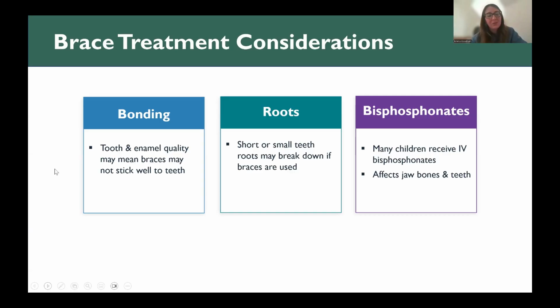And the last thing that we consider is bisphosphonates. I know a lot of OI patients have IV bisphosphonates, and we know that this affects the jaw bones and the teeth. Next slide, please.